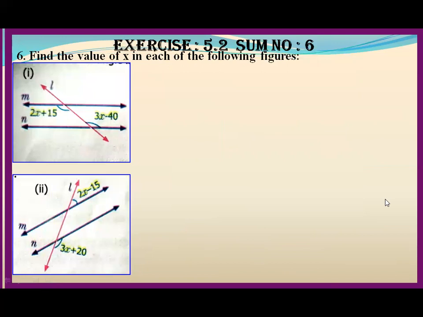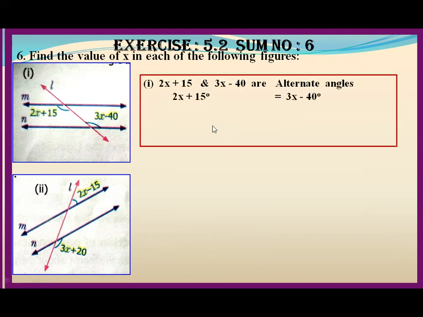Find the value of x in the following figures. So again here, they are both interior alternate angles and they are equal. So 2x plus 15 is equal to 3x minus 40. Bring all the unknowns to one side and known values to the other side. So 2x minus 3x is equal to 14 minus 15. So minus x is equal to 25. So you don't have minus values in the degrees. So x is equal to 25 degrees.